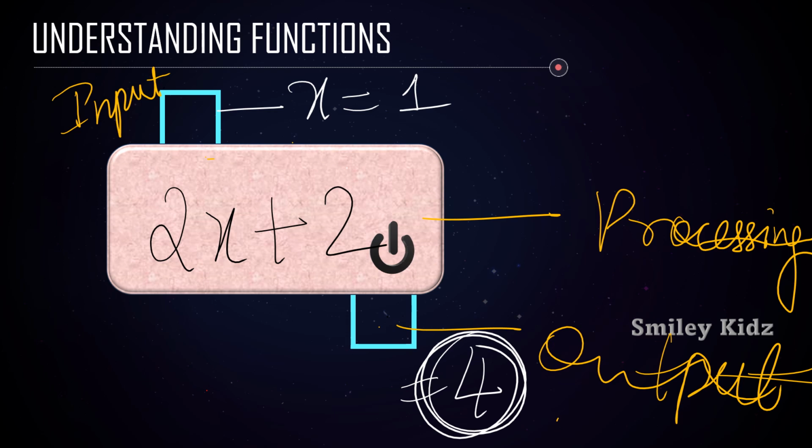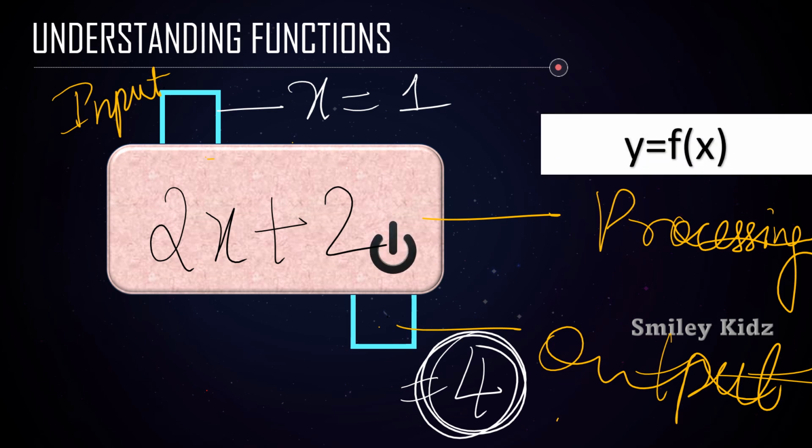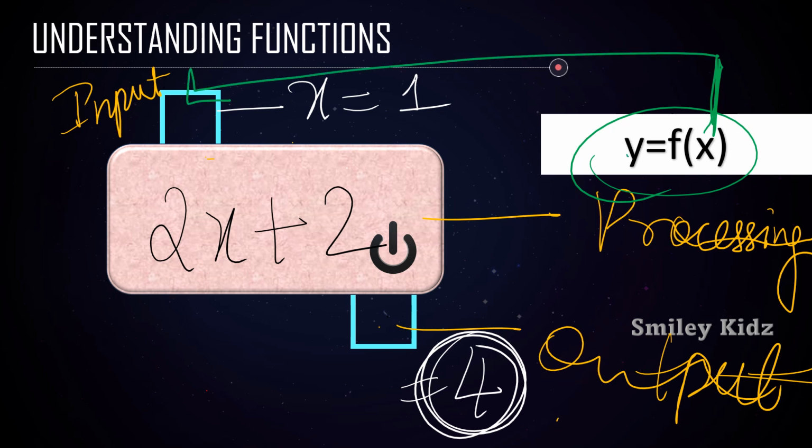Now let me display something on the screen right over here. What do you find on the screen? y is equal to f(x). Now what is this? Well, the x that is there is the input that you give. And the y that is there is the output that you received. And f that is there is the function.